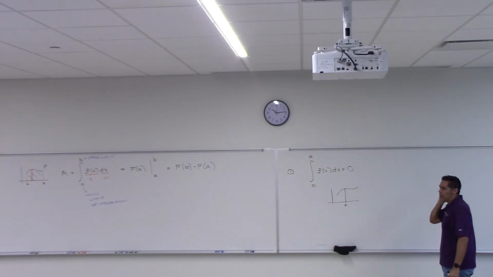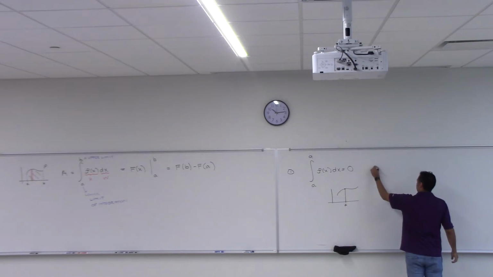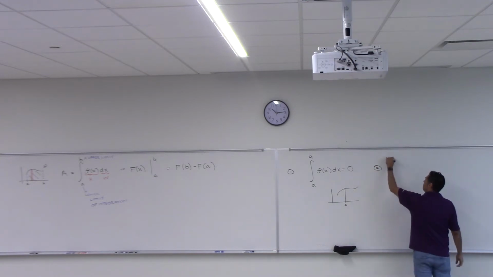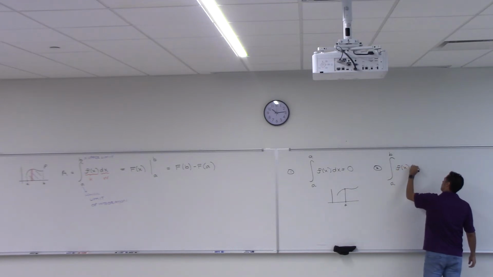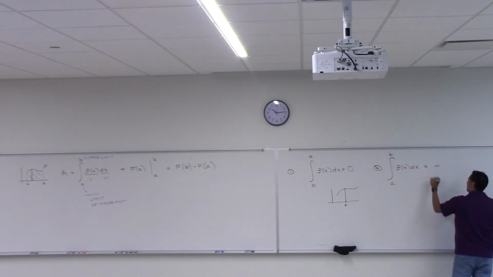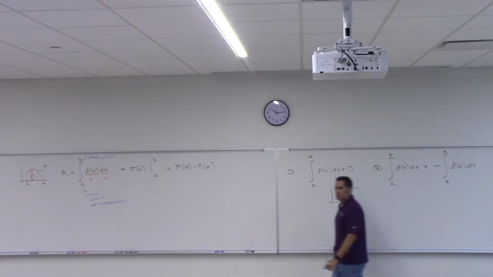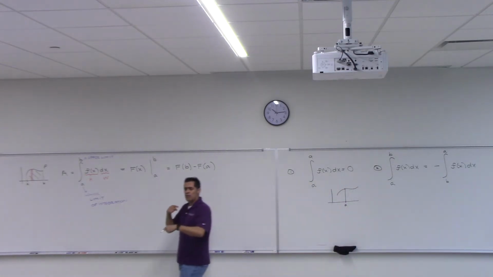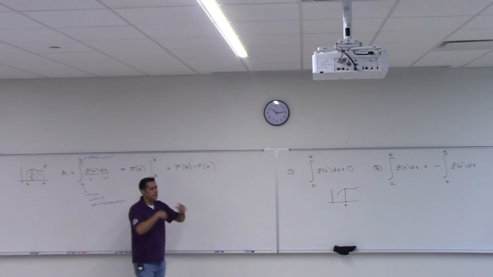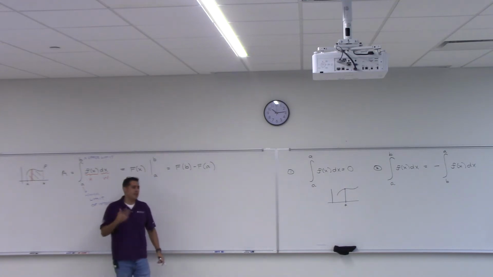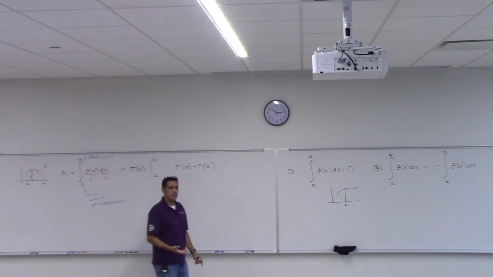Let's look at the second property. The second property says if you go from a to b, some function, right, that this should be equal to negative the integral going from b to a of the function, right? So this says if you flip the order of the limits of integration, if you flip them over, all that does is change the sign of the answer.